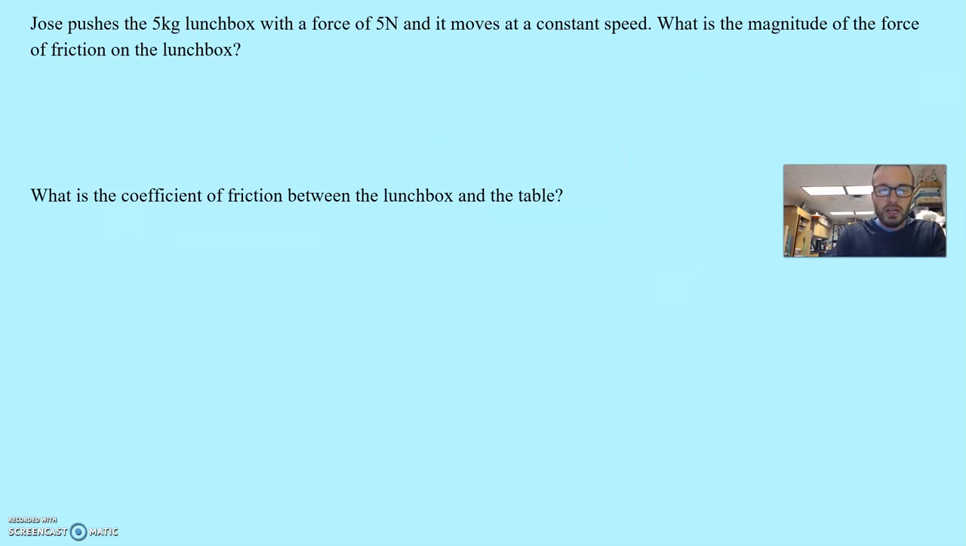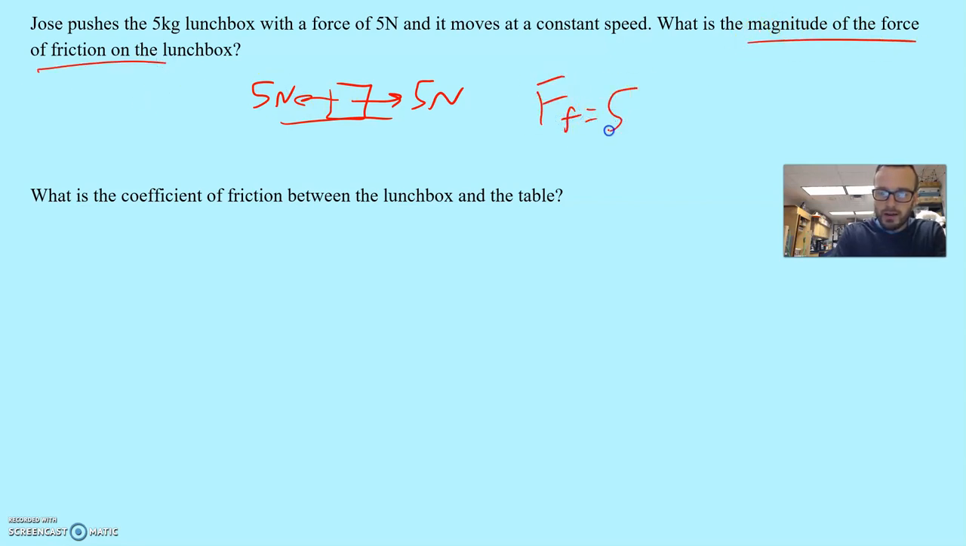A couple more examples. Jose pushes the lunchbox with a force of 5 newtons, and it moves at a constant speed. So what does that mean? Well, that means that the force of friction also has to be 5 newtons. So what's the magnitude of the force of friction? We could say force of friction equals 5 newtons. Well, that's a piece of cake. What's the coefficient of friction between the lunchbox and the table?